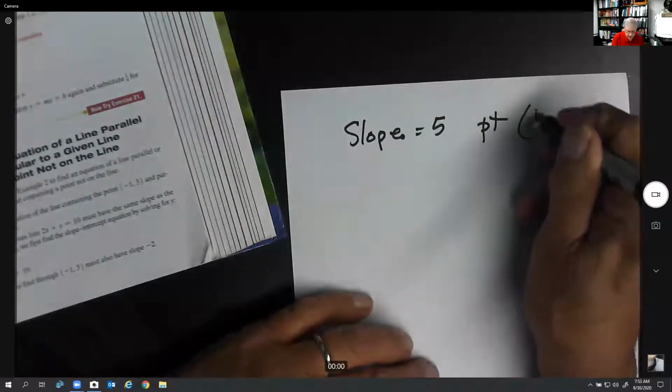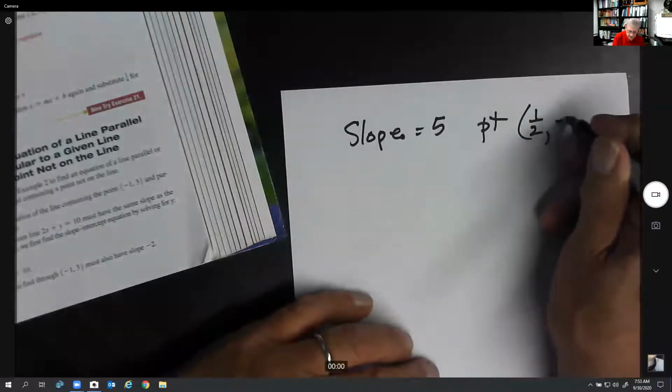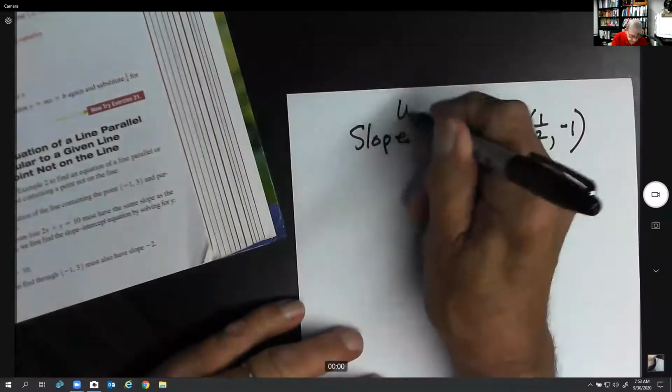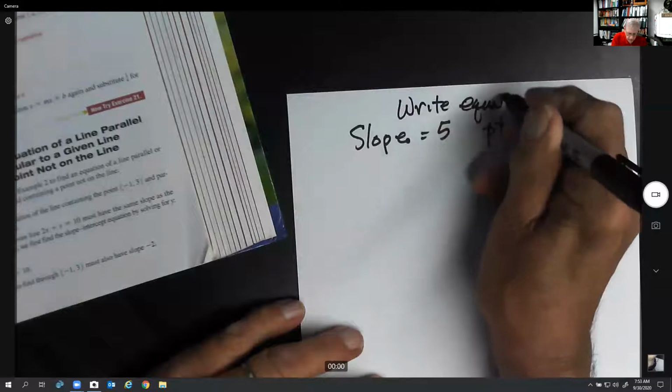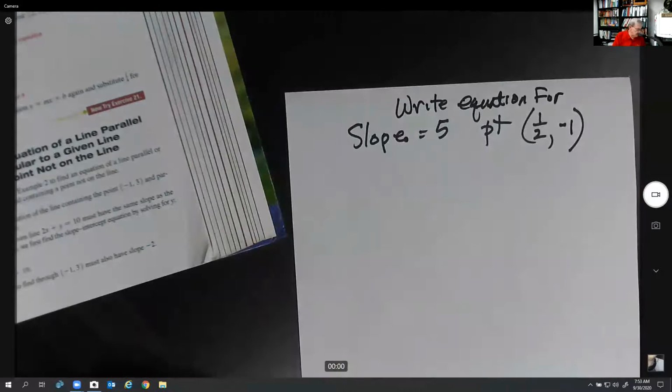They don't give us the y-intercept. They just give us a point, and we know it passes through this point. And so we want to write an equation for this information. So the book does it a different way. It gives you another formula, but I'm going to give you a 3-step approach. I think this always works.